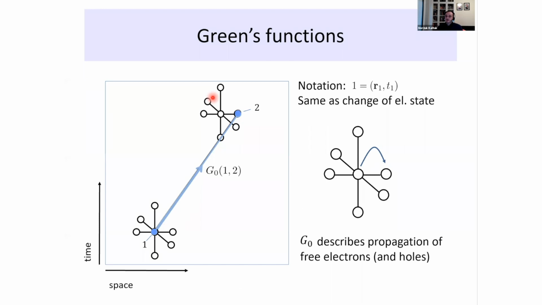Now, what is a Green's function? A Green's function is also known as a propagator and describes the propagation of particles from one space-time point to another point. Consider, for instance, this simple hopping of an electron from one side to another side. In a space-time diagram, this hopping would correspond to this straight line going from point 1 to point 2 using this notation here. And the movement of this particle in this space-time is described by this function called the non-interacting Green's function, or also the free propagator.